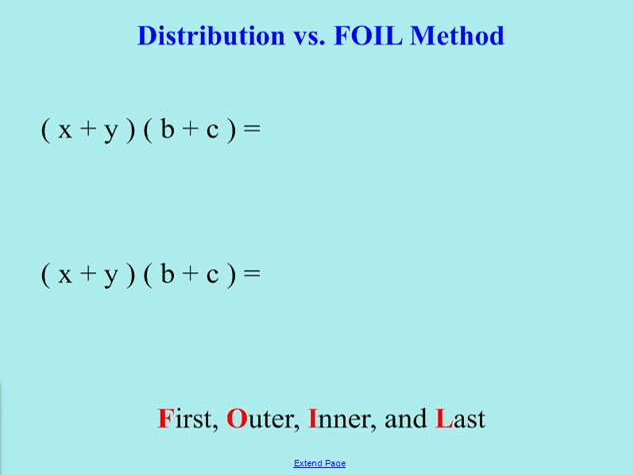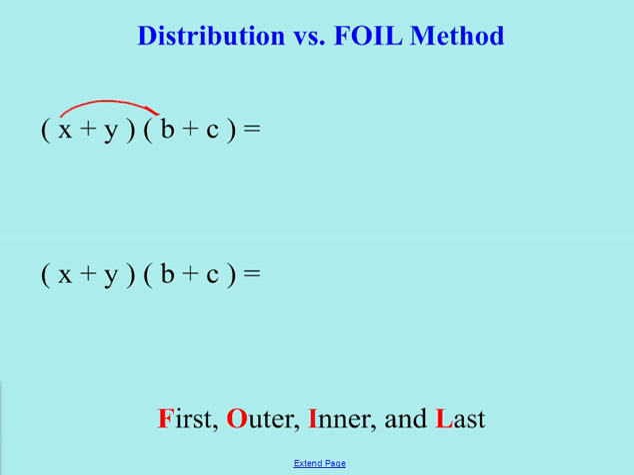Now, what we want to talk about is how distribution is really the same as the FOIL method. You might remember the FOIL method from previous classes. FOIL stands for first, outer, inner, and last. And what I want to do is show you how these are the same things, meaning distribution and the FOIL method. So up top here, we're going to use distribution, just like on the previous slide.